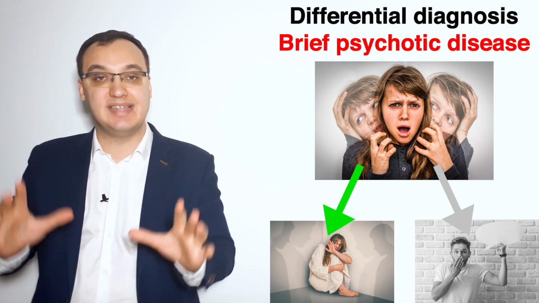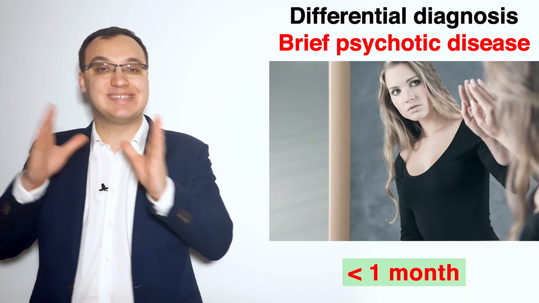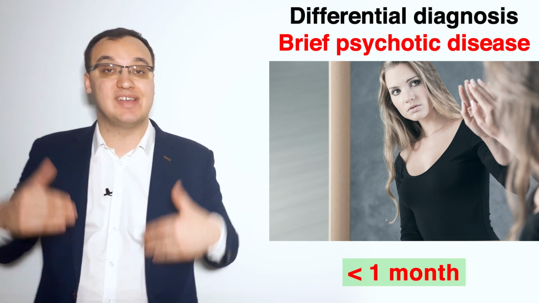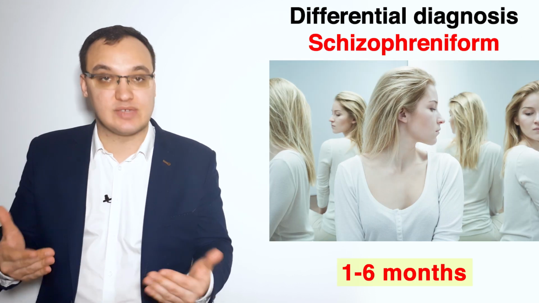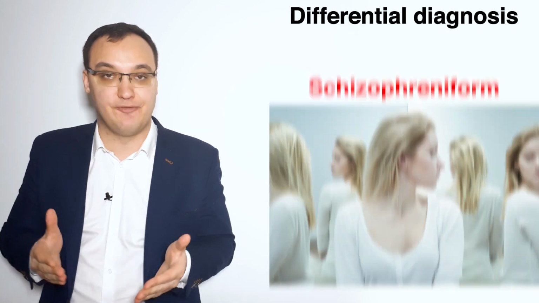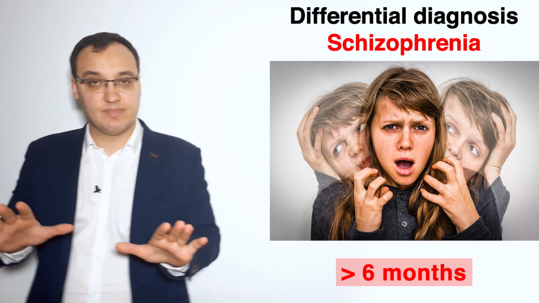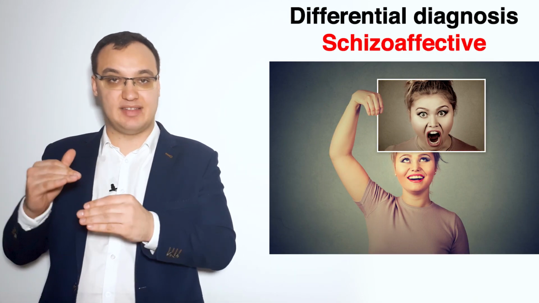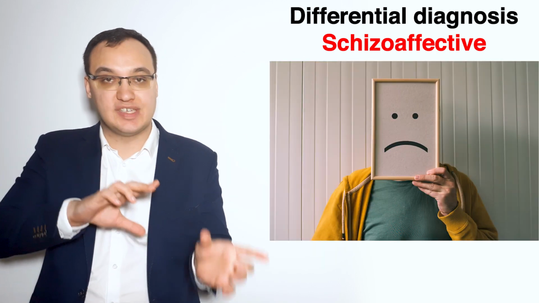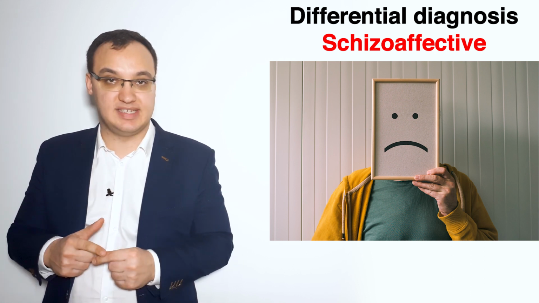So psychosis means hallucinations, delusions, which are positive symptoms. And we have brief psychotic disease, which means for a brief period of time, which is less than 1 month, we have psychosis. When we have psychosis or schizophrenic symptoms for 1 month to 6 months, we have schizophreniform. When we have more than 6 months, then it's schizophrenia. Then we have, as we said, schizoaffective, affection, emotions. These mean that we have psychosis together with mood disorders, for example, depression or manic disease.